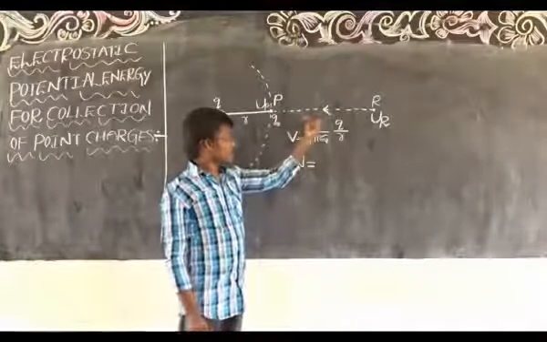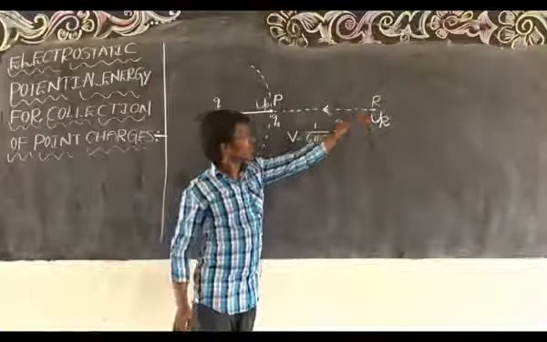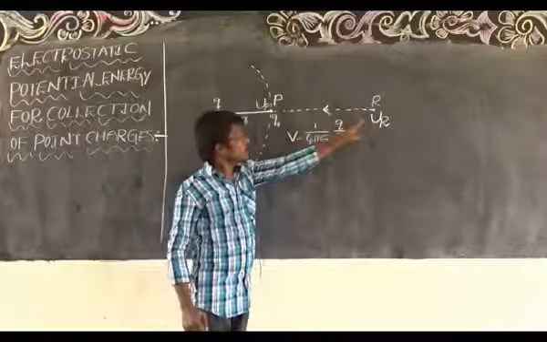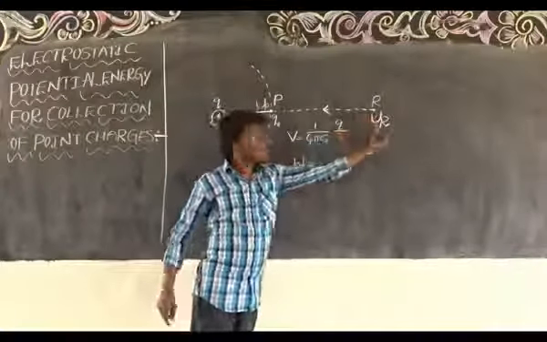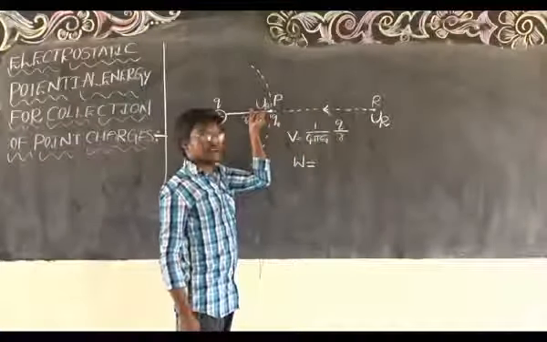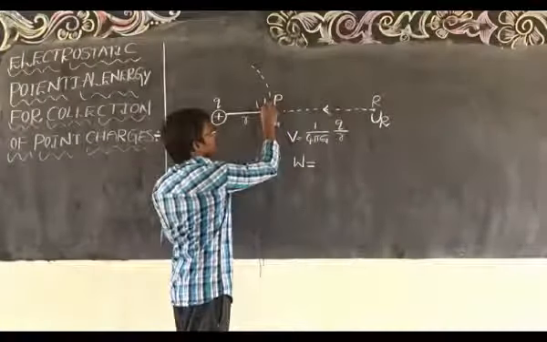Work done does not depend on the path; it depends only on the initial and final positions. So I found the potential energy at the initial position and the potential energy at the final position. This is UP.